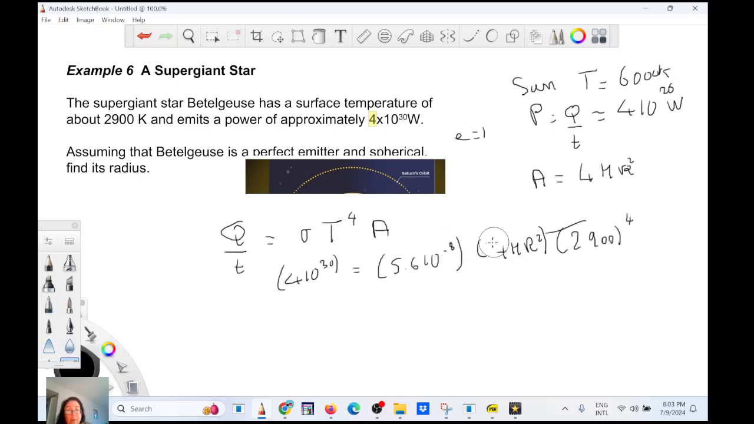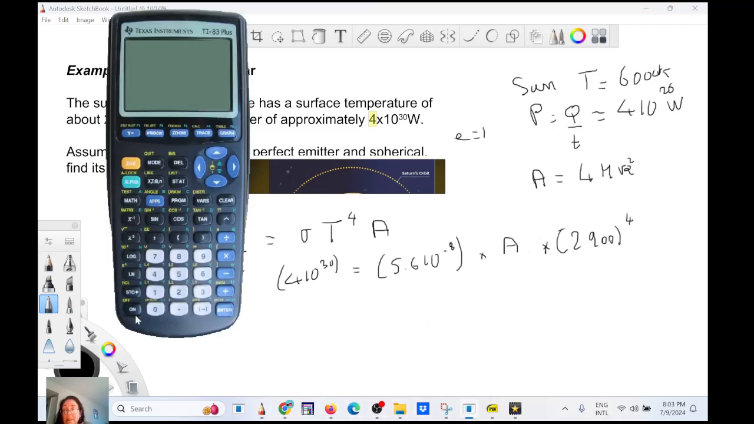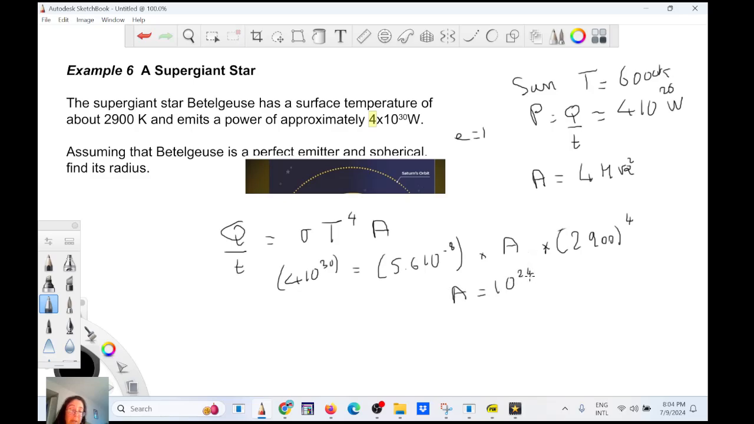So you can do it step by step, maybe. Okay, so to be on the safe side, what you can do, you can just put your area here and you can solve for the area. Okay, so you can do that. So that will be the power. So it's going to be 4 times 10 to the 30. Okay, you divide by that number. So 5.6 times 10 to the negative 8. Enter. And then you divide by 2900 raised to the fourth power, which is 10 to the 24, yes. So the area is 10 to the 24 meter squared.